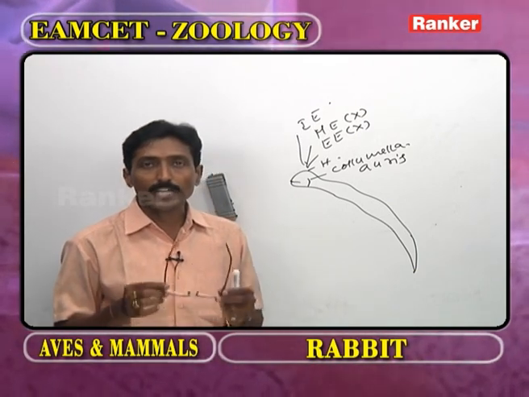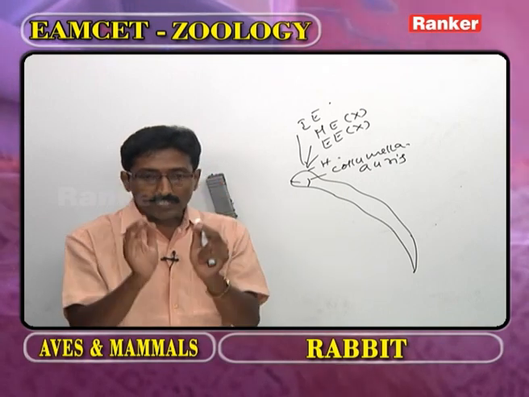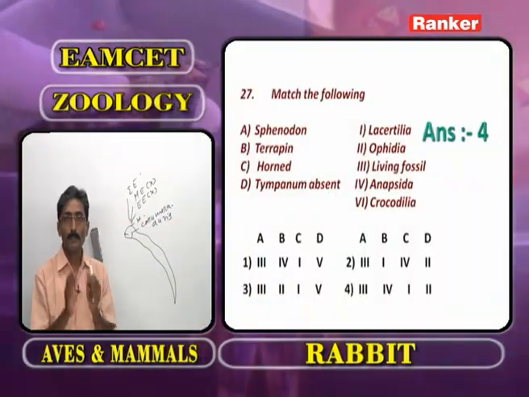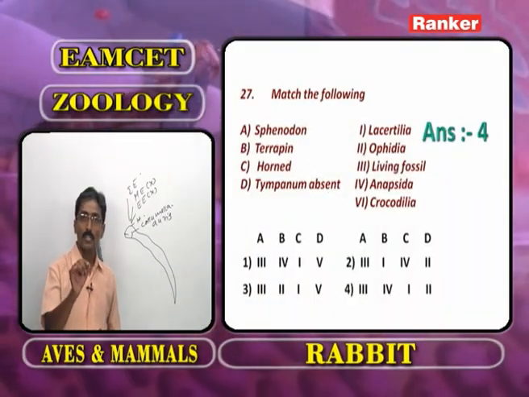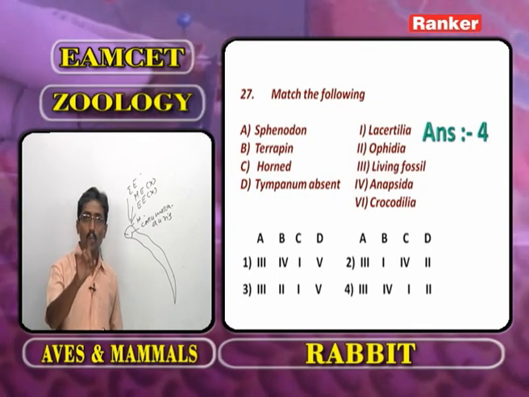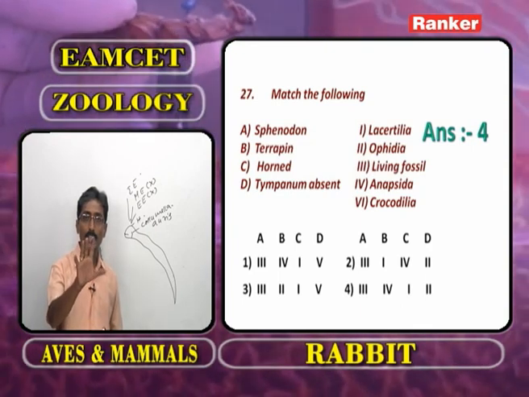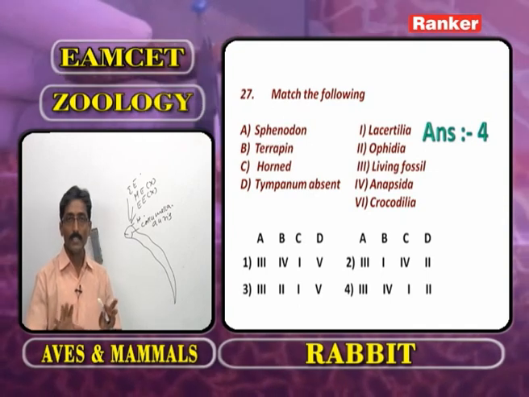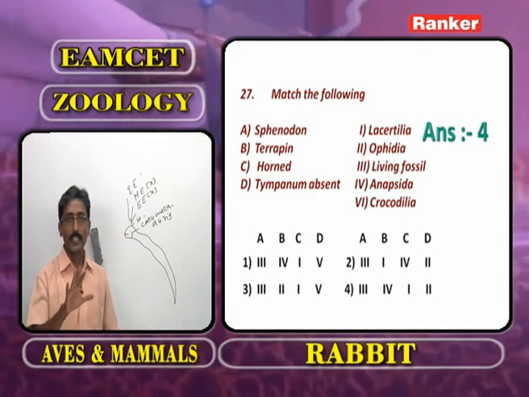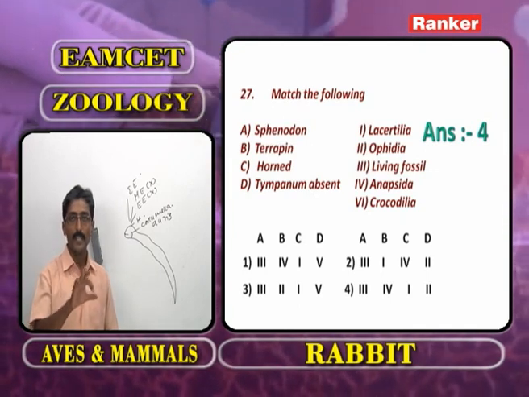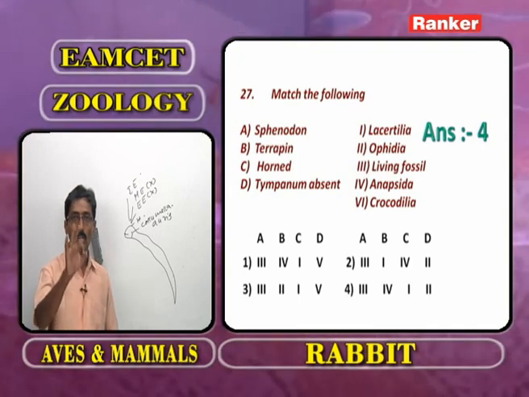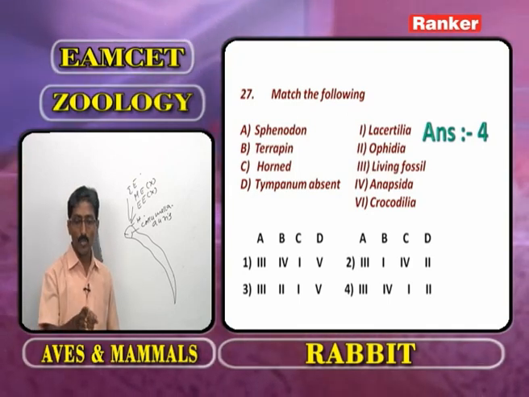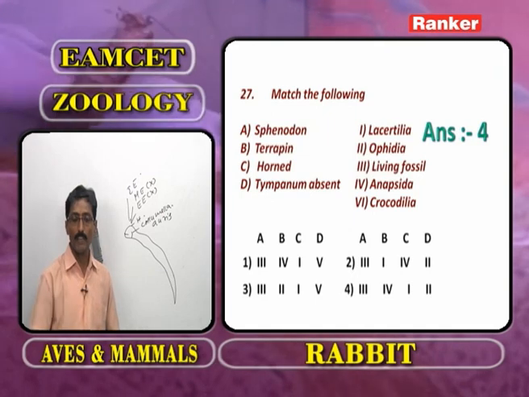Now Crocodilia we know very well. Now we have to discuss Sphenodon. Among the reptiles, this is the only reptile considered as a living fossil. It has not undergone any changes since millions of years. It is confined to only New Zealand. So Sphenodon is a living fossil.